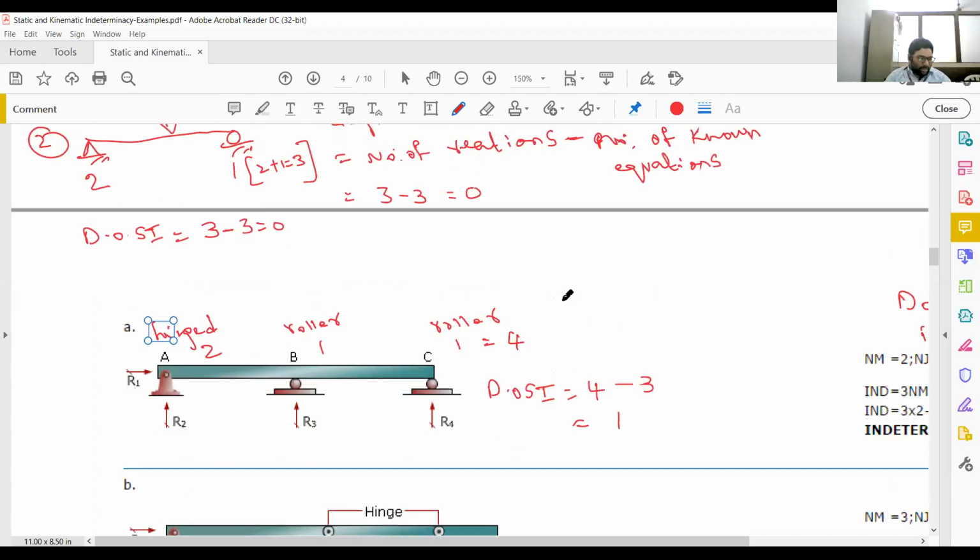And I'll give one more example also. In the next class, we will see all example problems by solving.